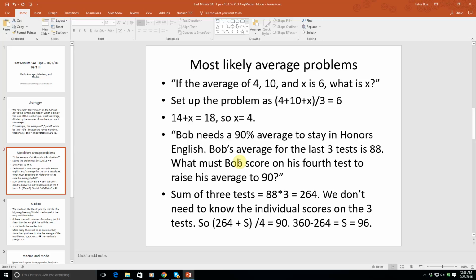Now, you might be asking, but John, I'm pretty sure he probably didn't score an exact 88 on all three tests. It doesn't matter. We don't need to know the individual scores on the three tests. As long as we know that the sum of the three tests is 264, then we have 264 plus s over 4 equals 90, where s is going to be the score that he needs on his fourth test. So we multiply through by 4 to get 360, so 360 minus 264 is equal to s, which is 96. So Bob's got to do pretty well on this next test to stay in honors.